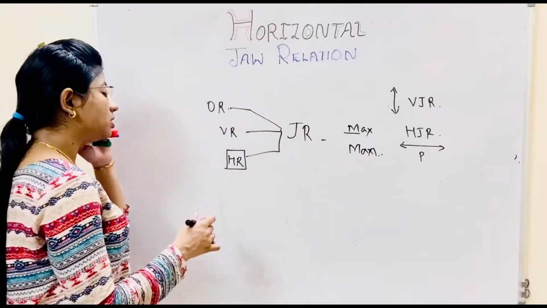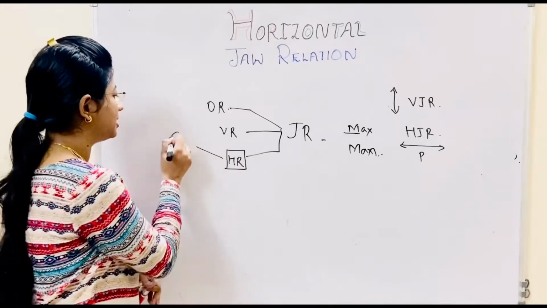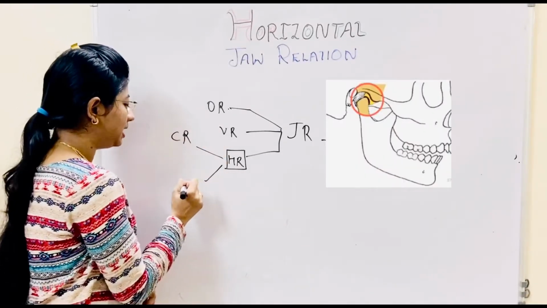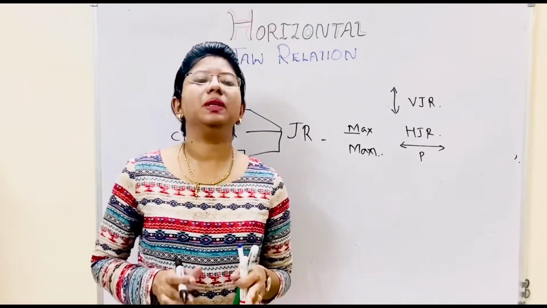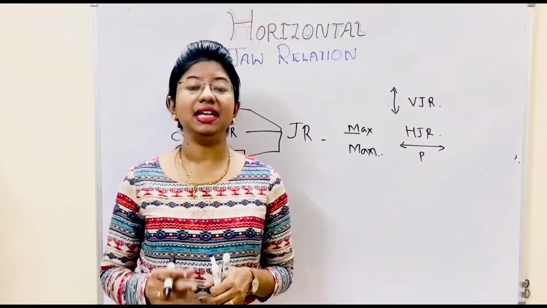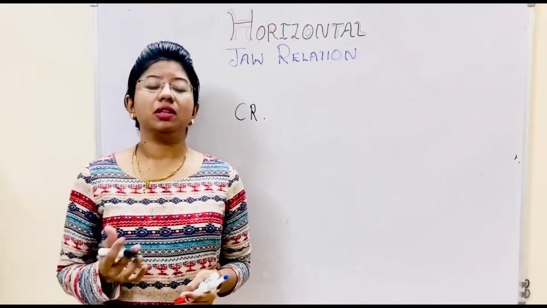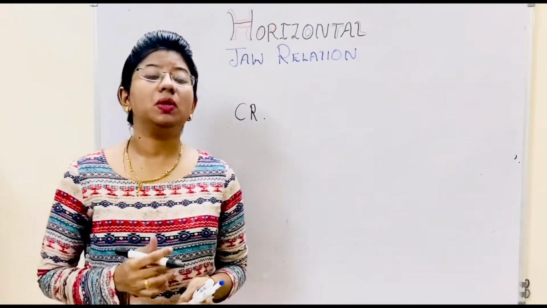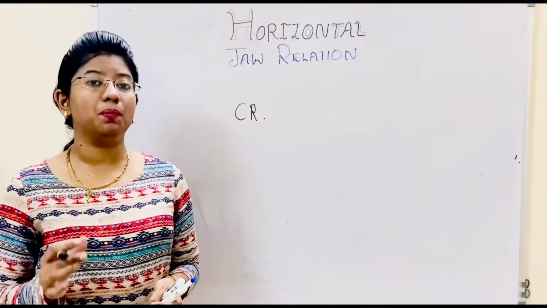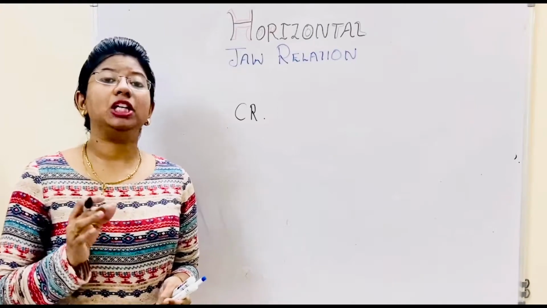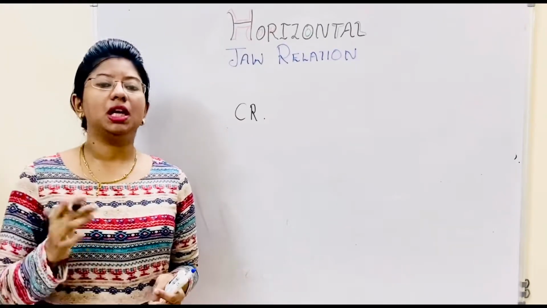The horizontal jaw relation is basically divided into two main types, the centric relation and the eccentric relation. Now we are going to see in detail what you mean by centric relation as well as eccentric relation. As per the definition, we all know what centric relation is: the maxillomandibular relation in which the condyle articulates with the thinnest avascular portion of the respective disc against the slope of the glenoid fossa. Now I will break it down.